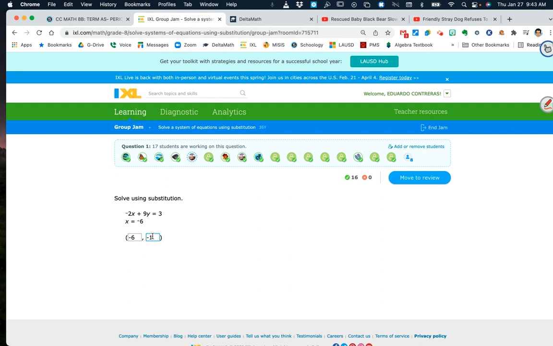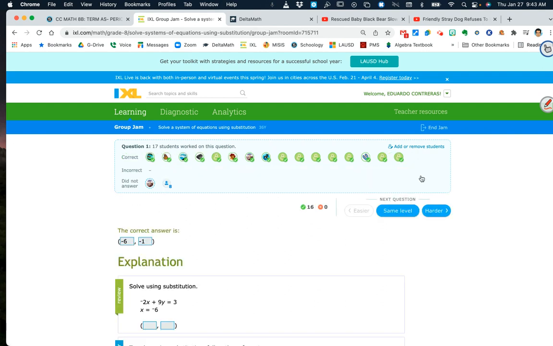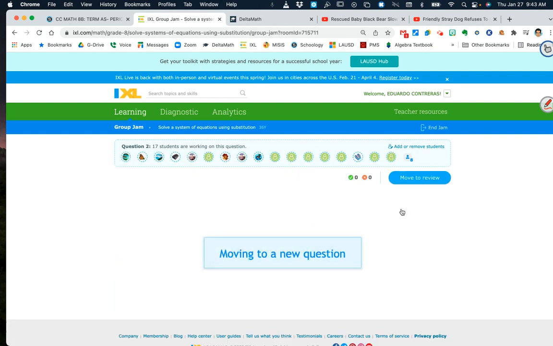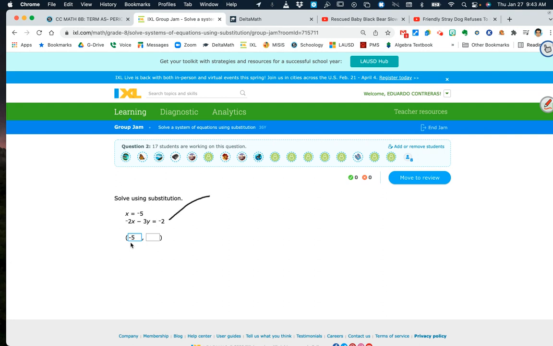Let's move on to another one. Same level. We'll see what they give us. Okay. They give us something very similar. Again, they're telling us x already. It's negative 5. So let's take advantage of the fact that we know x. I'd like you to write the new equation once we substitute in negative 5 for x. Let's do that.